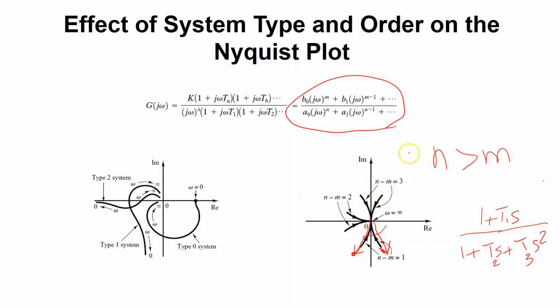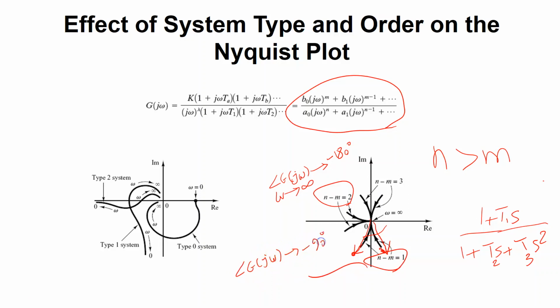Okay, so this means that the phase is approaching -180 as omega goes to infinity. Here, the phase is approaching -90 as omega goes to infinity, and here, as omega goes to infinity, the phase is approaching -270.